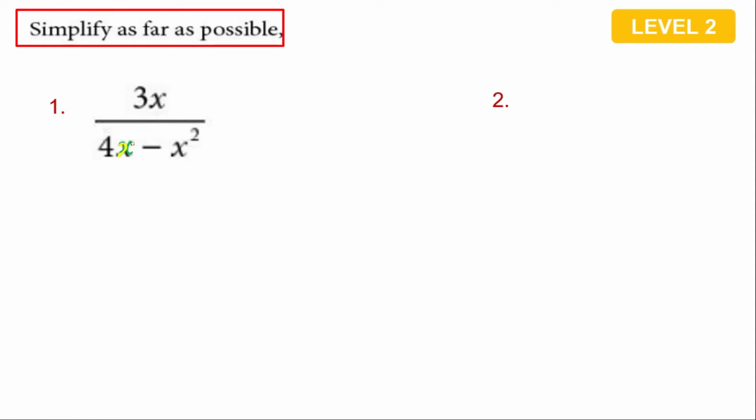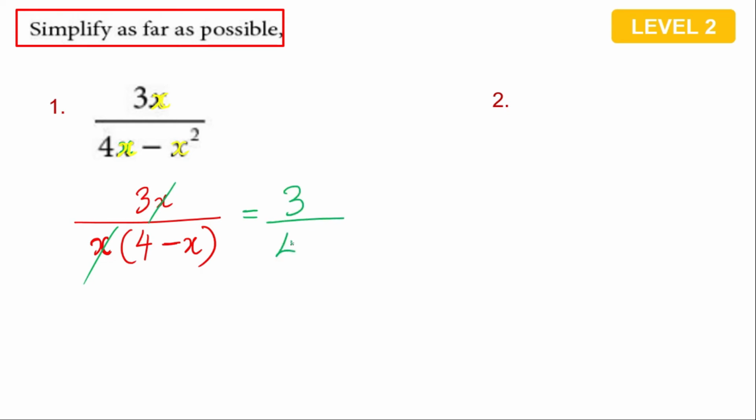You can see x is the common term that you have in the numerator and in the denominator. So 3x over x, you're factorizing the denominator. You have x as the common term and 4 minus x. So this is going to be the denominator. Now you can cancel the x from the numerator and the denominator, and the answer becomes 3/4 minus x. That's it. Moving on to question 2.